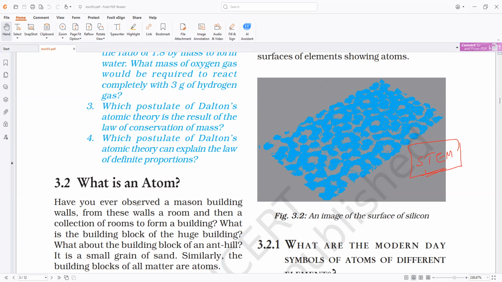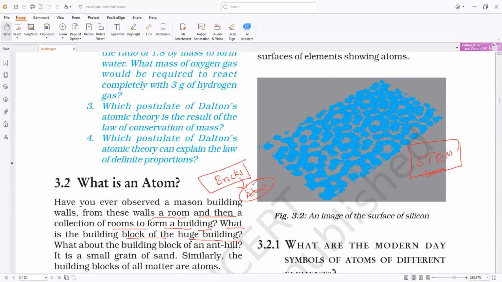They are saying something like a story: you can see the walls of a room, and then a collection of rooms forms a building. What are the building blocks of a huge building? The bricks, correct? Am I right or wrong? So the brick is considered as an atom. That's what their story there is.